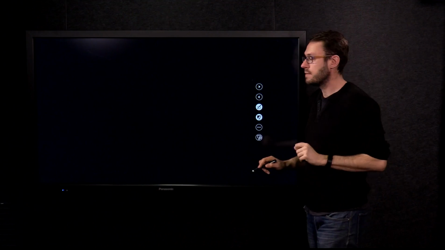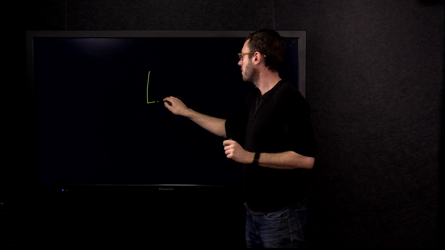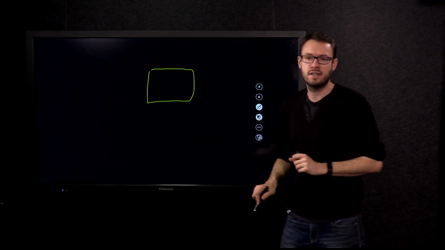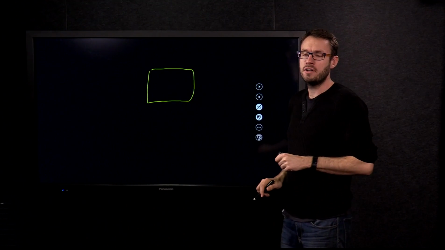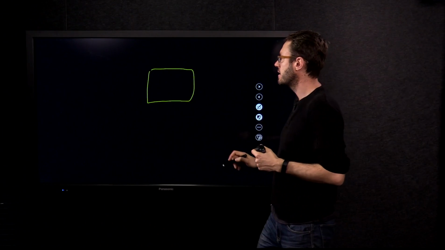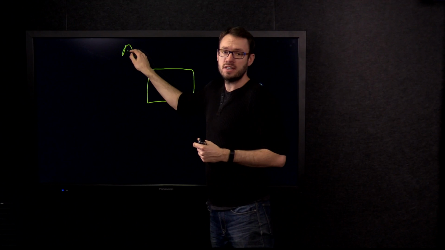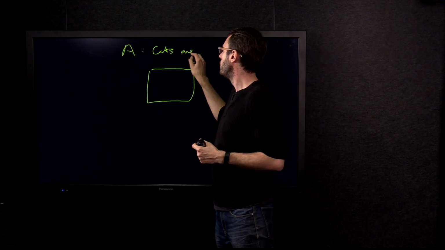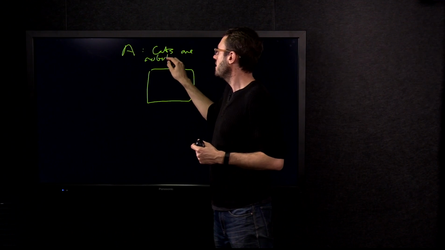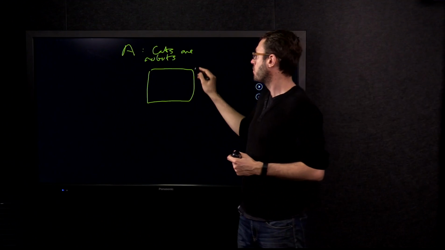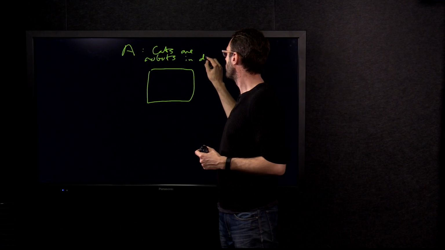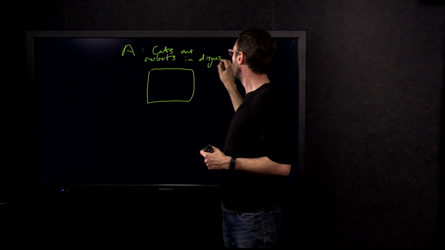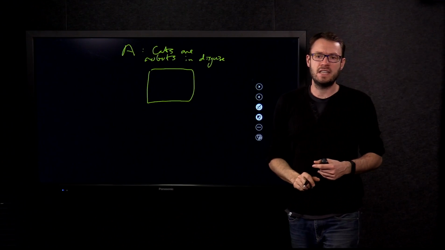All right, so let's suppose that we've got a box. Now into this box, what we're going to do is feed in possibilities. Now we're looking at the proposition that cats are robots in disguise, right? That is our proposition. Okay, so there's our basic proposition.